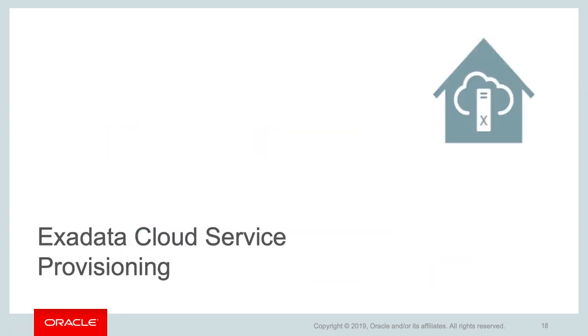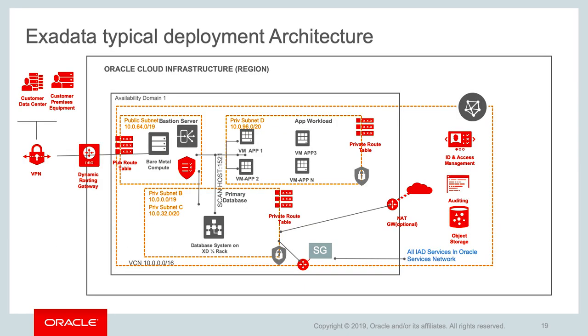Now we'll get into Exadata Cloud Service provisioning. We have already discussed this typical deployment architecture. In this diagram we have the Exadata system as well as a Bastion host, and all of the applications as well as the database are hosted in a private subnet. We will go into more detail about each of the constructs when we get into the demo, where we will try to understand the deployment flow.